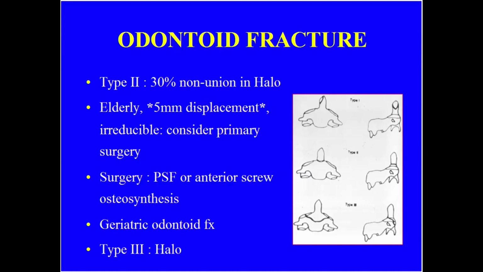And that's considered a contraindication to anterior screw osteosynthesis as well. If it's a non-union, most people will tell you you can't take down the non-union and fix it. Type 3 fractures, the consensus nowadays is a type 3 fracture, which has a high rate of union, needs to go in a halo to have a predictable union rate.